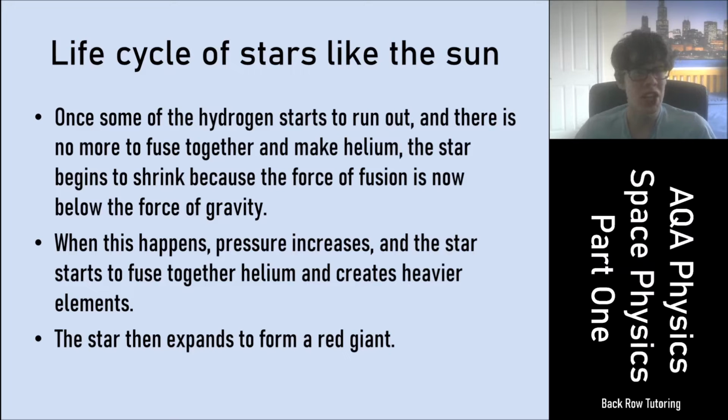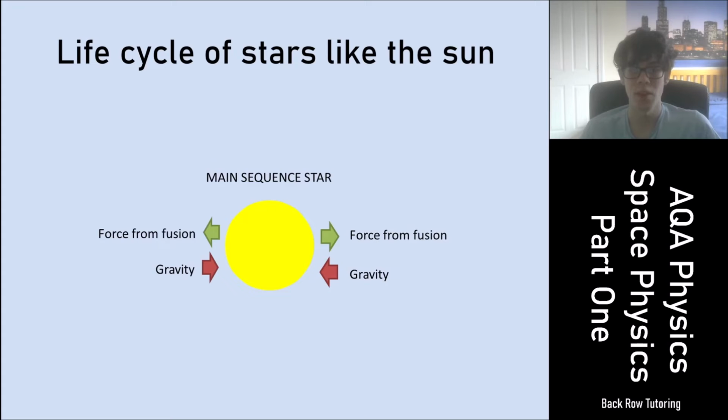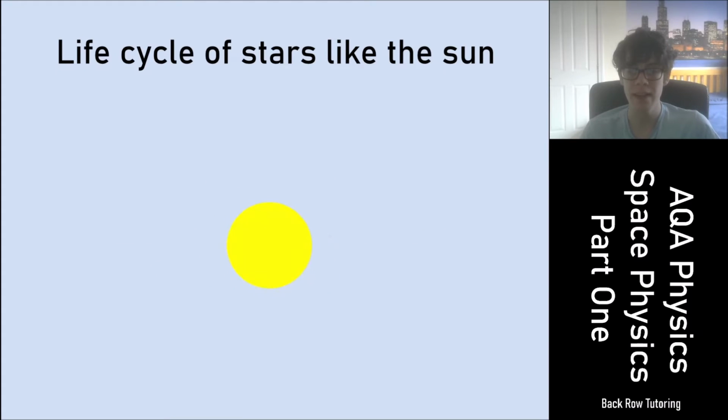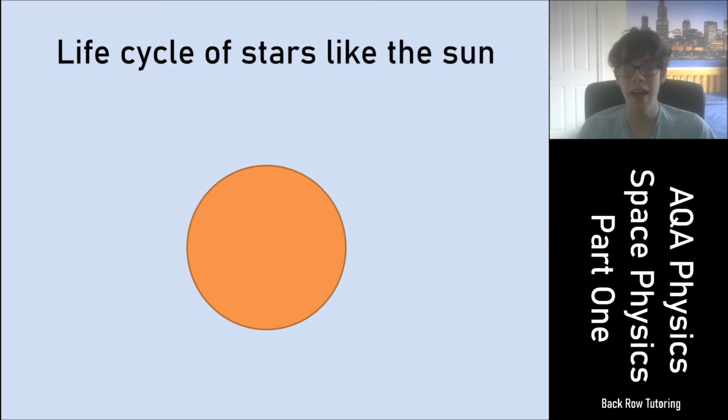When this happens, pressure increases and the star starts to fuse together helium and creates heavier elements. The star then expands to form a red giant. So the force from fusion disappears, which makes gravity the dominant force, makes it shrink, and then it grows to become a red giant.